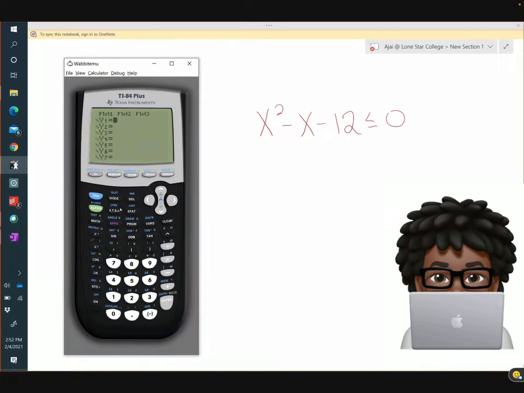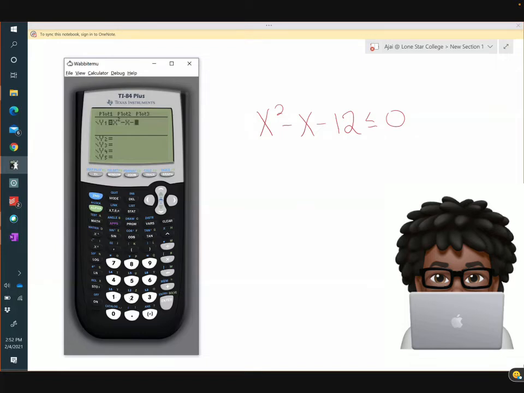And you would do that by putting x squared. The variable will be right next to your alpha. You see where it says x, t, theta, n. I click on that and it puts an x there. Don't use the variables at the bottom. Don't use the letters that are down here in green. Don't use those. You use the variable that's right next to your alpha. So I have x squared minus, not negative, minus x minus 12.